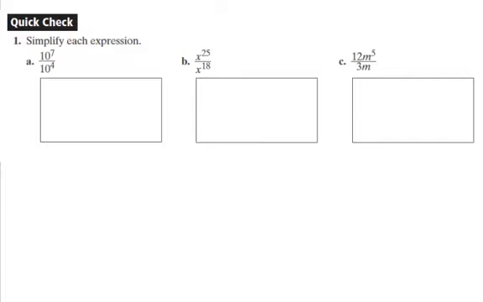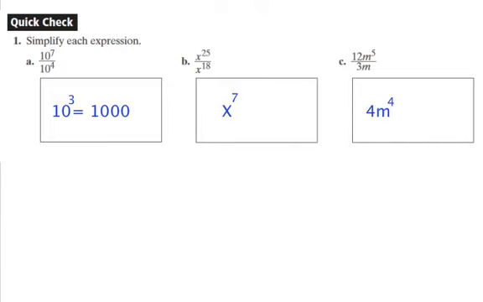1a, 10 to the 7th divided by 10 to the 4th. That would be 10 to the 3rd, which equals 1,000. X to the 25th divided by x to the 18th. That equals x to the 7th.